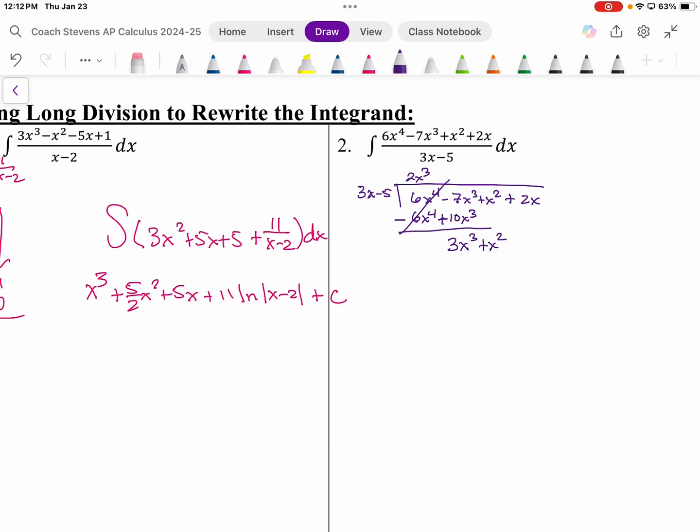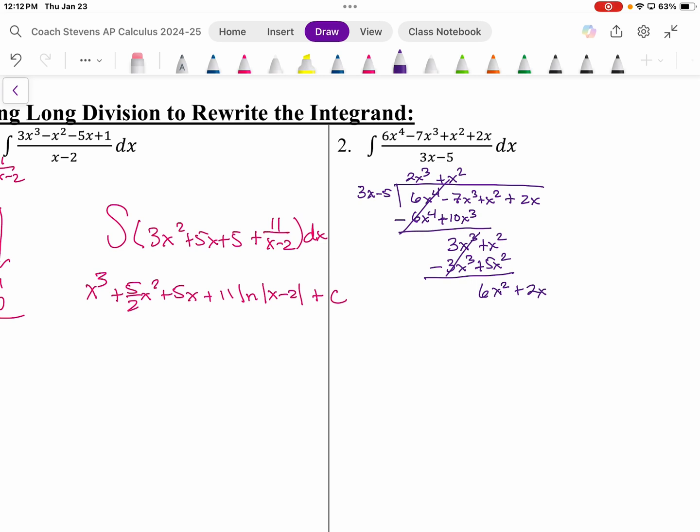And now, what do I multiply 3x by to make it a 3x cubed? That'd be just an x squared, so a plus x squared. Gives me 3x cubed minus 5x squared. Multiply through by a -1 to swap the signs. As we subtract down, the 3x cubeds cancel. That gives me 6x squared. Bring down the plus 2x.